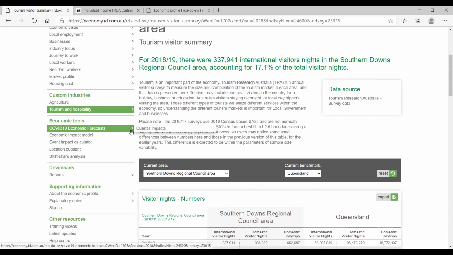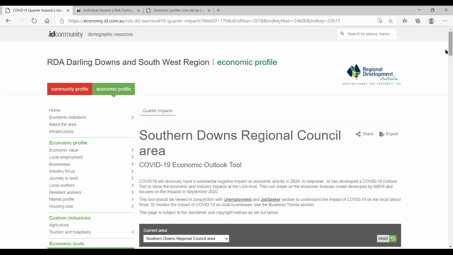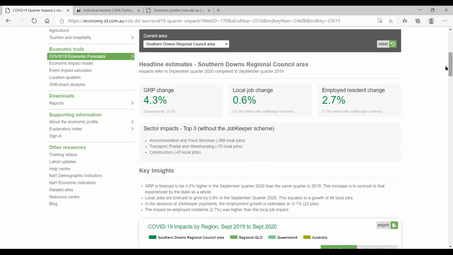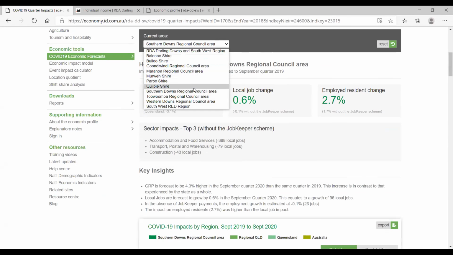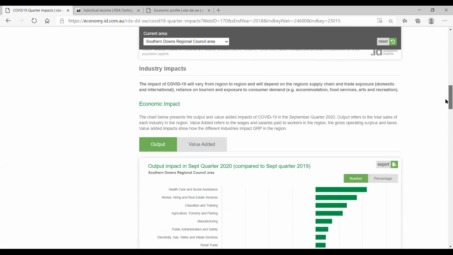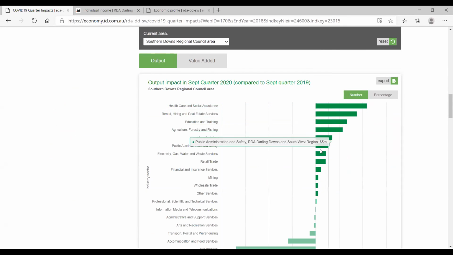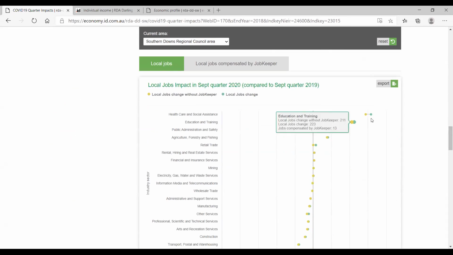Economic forecast, guys, the COVID-19 forecast. This is where I got all of the information around your quarterly impacts, looking at what's happening in the Southern Downs Regional Council area. If you drop that down, you can grab that for any other shire in the region and council area. You click down and you can see this is what's driving your return to growth. If you hover over each of those, it talks to us about how much that's improving. And if you hover over these little areas, it gives you this sort of information that you probably can't read from there, but it'll say local jobs change without JobKeeper, local jobs change, and jobs compensated by JobKeeper. So in healthcare and social assistance, we've got 28 jobs being compensated by JobKeeper.